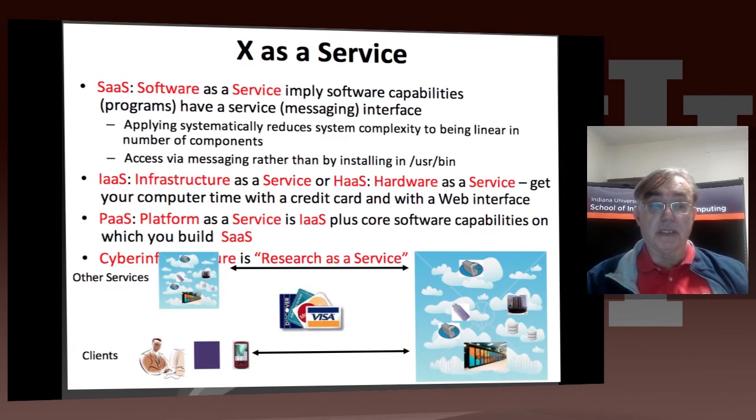So here is this thing put together again for research as a service. To do research as a service, we build software as a service. We put it on infrastructure as a service, or you could say it's hardware as a service. We use particular middleware or system services as platform as a service. And that gives us another way of thinking about cyber infrastructure: research as a service.